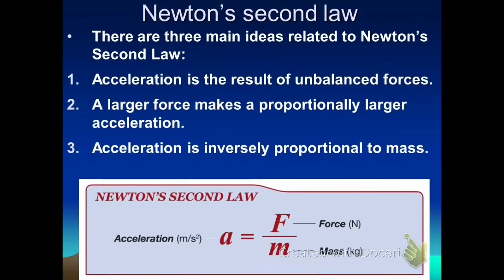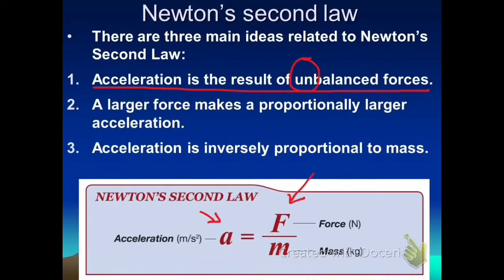Acceleration comes from unbalanced forces, and that's part of Newton's first law as well, but it makes sense here, right? If you look at the equation, if the force is 0, then the acceleration would be 0, right? So you're only going to get acceleration if you have an unbalanced force, a force that's not 0.